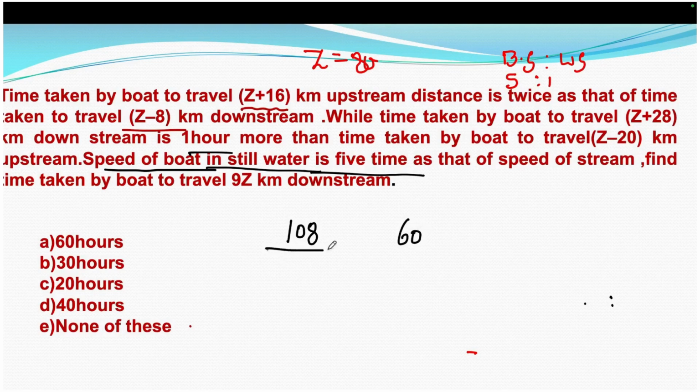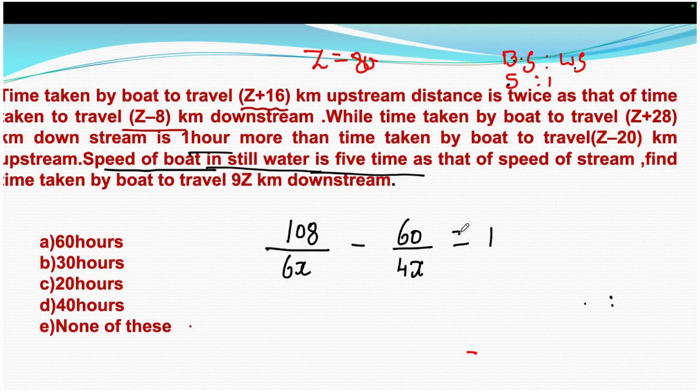So here I'm traveling downstream. Downstream speed is boat speed plus water speed. That will be 5 plus 1, that will be 6x. I will take it. Then upstream, 5 minus 1, 4x. Here the time difference is equal to 1 hour.